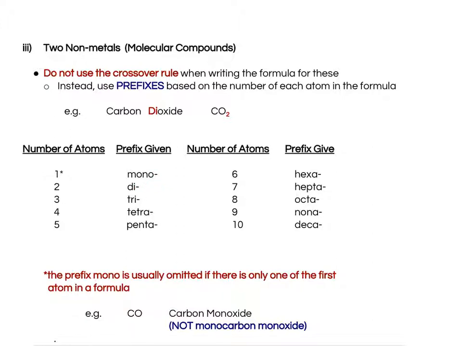Now, it's another little bit that's kind of a bit of a pain, but it's important to know that the prefix mono, which indicates one of an element, is usually omitted, is usually not put in if there is only one of the first atom. So for example, I see in carbon monoxide, which is CO, notice that I left out the mono for carbon. Right? But I did include the mono for my second element, oxygen. Okay, so I wouldn't normally call that monocarbon monoxide. I would simply call it carbon monoxide. But if there happened to be 2 of my carbon, I would still use the di prefix.